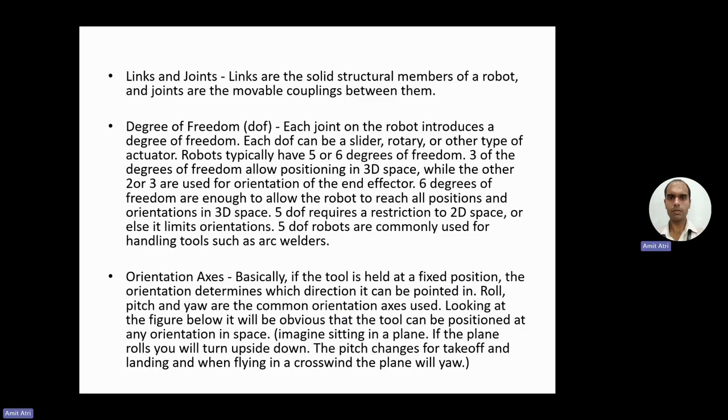Imagine sitting in a plane. If the plane rolls, you will turn upside down. The pitch changes for takeoff and landing, and when flying in a crosswind, the plane will yaw.